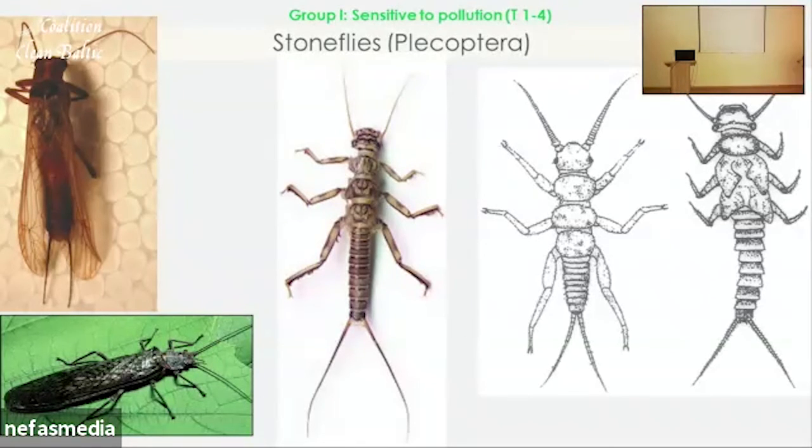I said that invertebrates are divided into groups according to sensitivity. Possibly you already know which invertebrates represent the first group, organisms which are sensitive to pollution. Can you list the organisms which represent the first group, sensitive organisms for water pollution? Do you know some invertebrates? Can you list? Yeah. Mayflies? Ephemeroptera, mayflies. Yes, mayflies. Very nice.